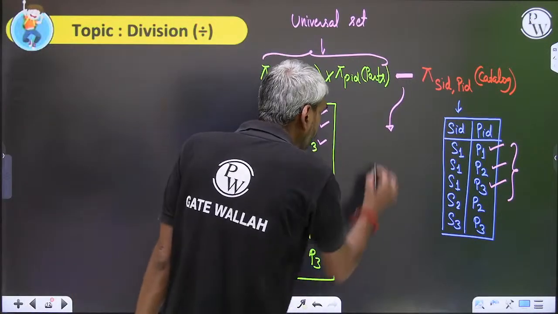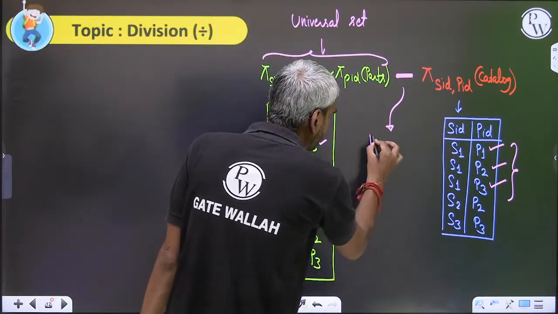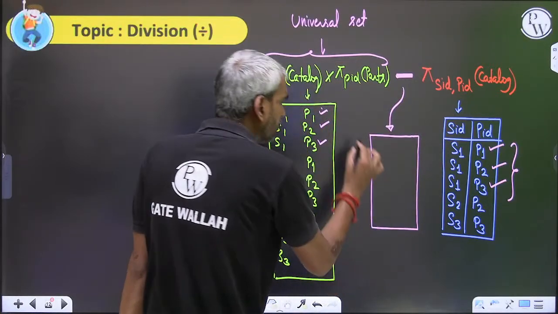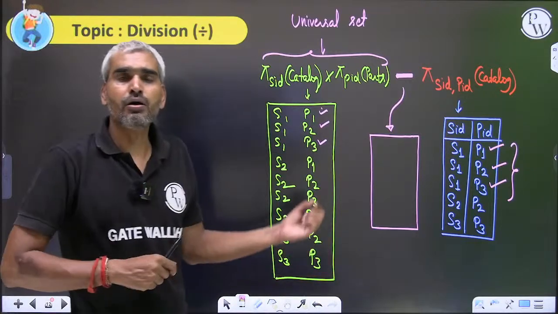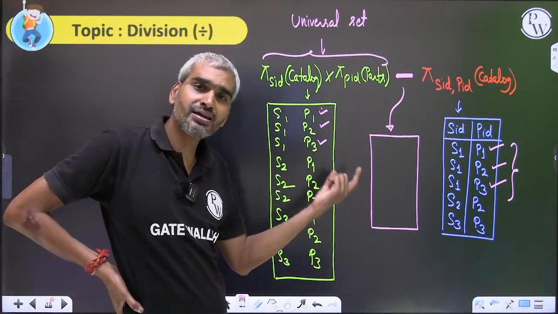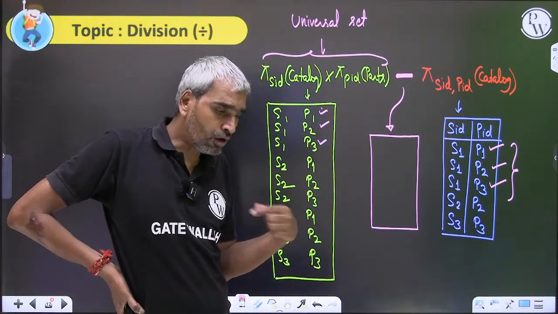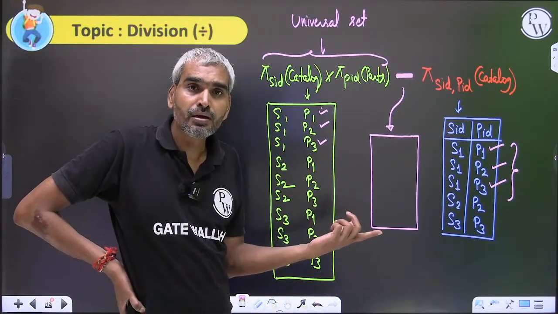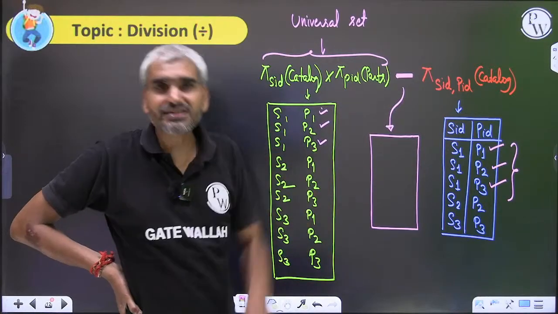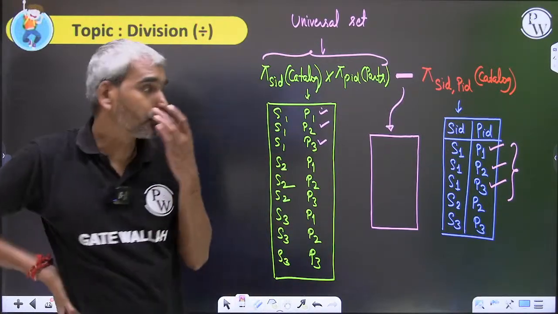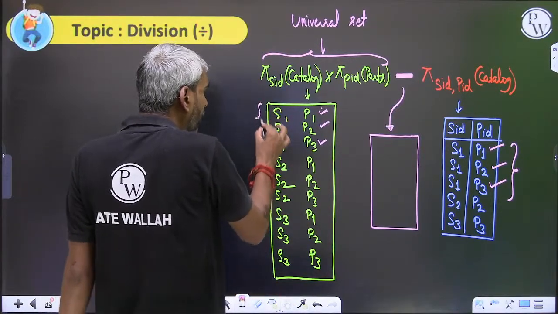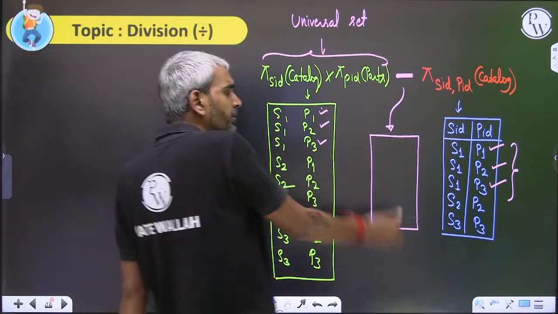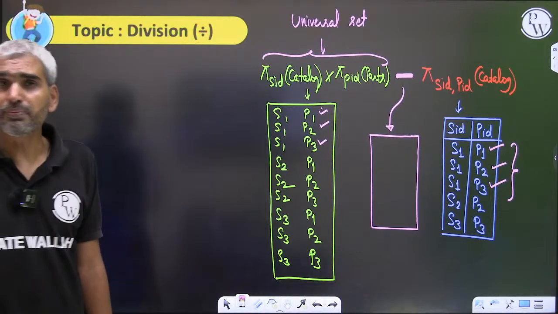So what will you be left with? After this subtraction, you will be left with the SID of a supplier who has not supplied all the parts, and along with that SID, you will get the part ID of the part that has not been supplied by that particular supplier. S1 has supplied all parts, so there is no part not supplied by S1. Therefore, there will be no tuple related to supplier S1.